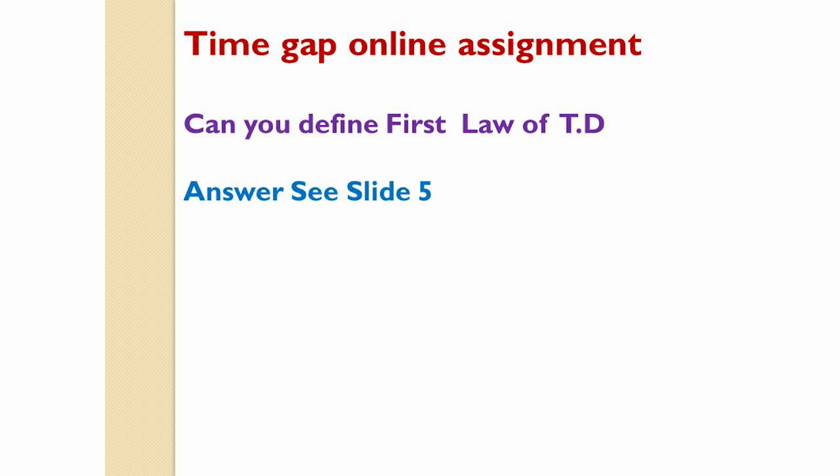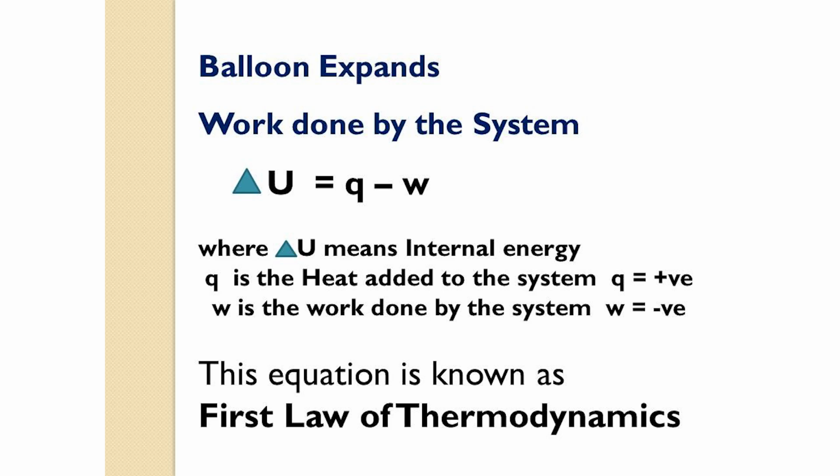Then students, shall we do an assignment? Okay. Can you define the first law of thermodynamics? First law of thermodynamics states that energy can neither be created nor be destroyed. It can transform from one form of energy into another. Total energy of the universe, that means system and surrounding, remains constant. These are the three major statements of first law of thermodynamics. Can you give the equation of first law of TD? Delta U equal to Q plus W.